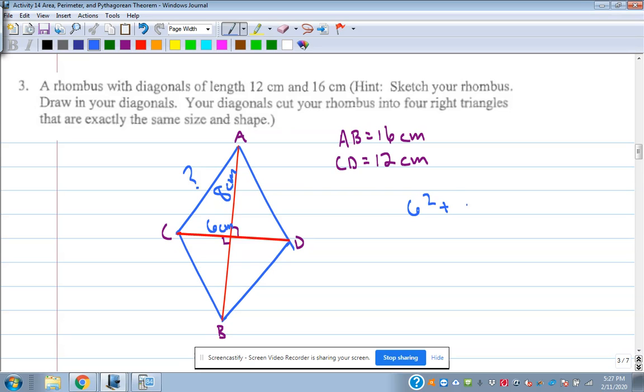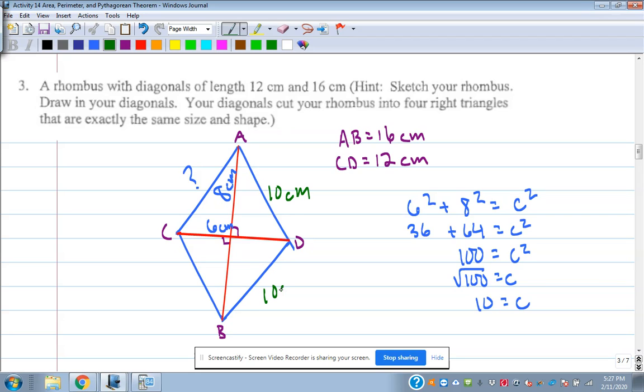So 6 squared plus 8 squared is equal to 6 squared this time. 36 plus 64. This works out real nice because that's 100. And square root of 100 is 10. So we know that the outside edge is 10 centimeters all the way around using Pythagorean Theorem. So that allows us to then use perimeter is 10 plus 10 plus 10 plus 10, which is 40 centimeters.